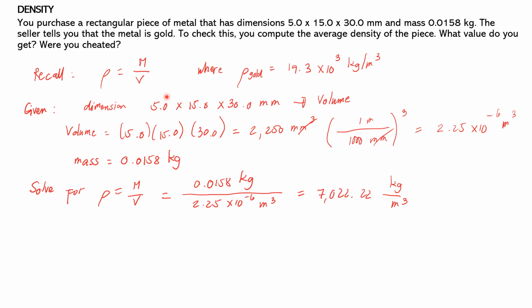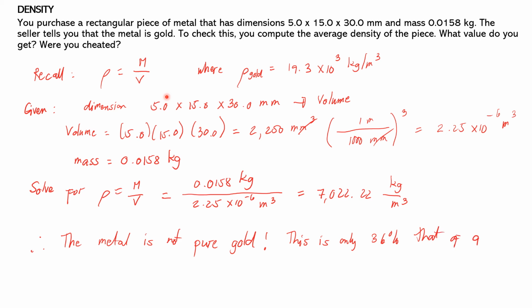And if you compare this with the density of gold, and that is 19.3 times 10 to the 3 kilogram per cubic meter, we can say that the metal is not pure gold. And imagine, this is only around 36% that of gold. So, meaning you are not really buying real gold.